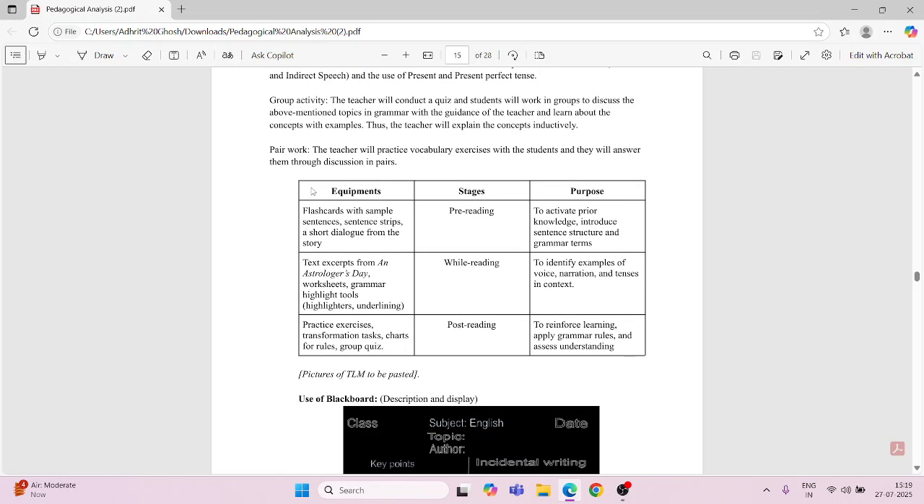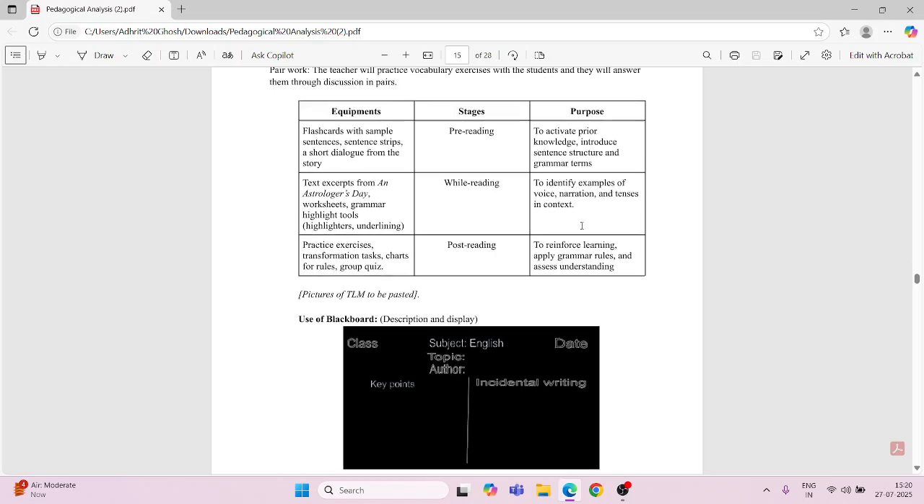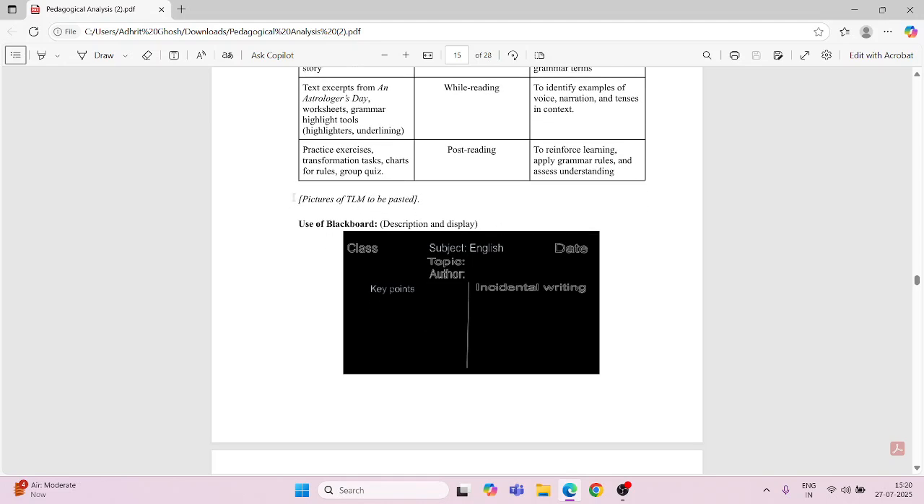Then you can even have a pair activity. This can be as per your imagination. Whatever you want to do in the class, you record that. Then equipment, stages, and purpose. Whatever equipment or TLM you're using, you put them under the left-hand column. In the middle, the pre-reading, while reading, and post-reading, that is stages. And the purpose to be recorded on the right-hand side. Then again, here also, you have to paste whatever TLM you're using.